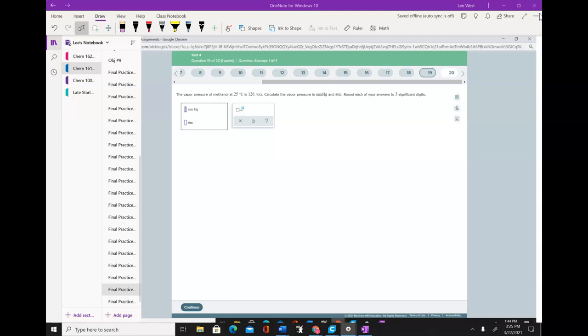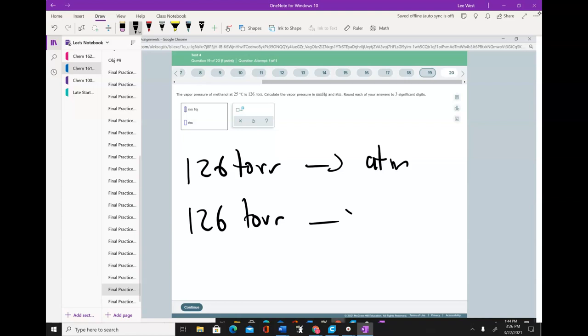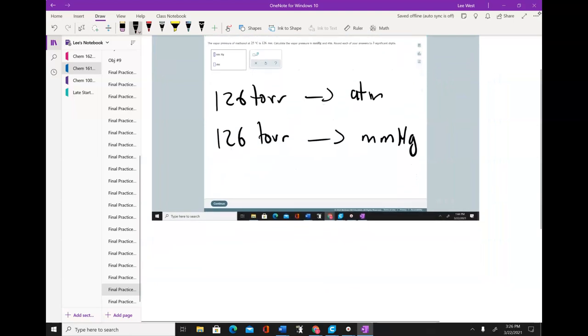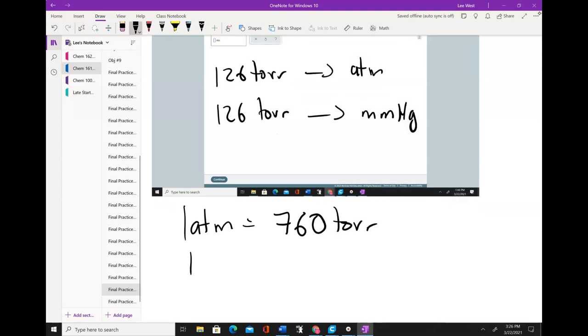So all it's really saying is take 126 torr and turn it into atm, and then take 126 torr and turn it into millimeters of mercury. So it's a pretty straightforward kind of process. We just have to recognize that 1 atm is equal to 760 torr, and then also recognize that 1 millimeter of mercury is equal to 1 torr.